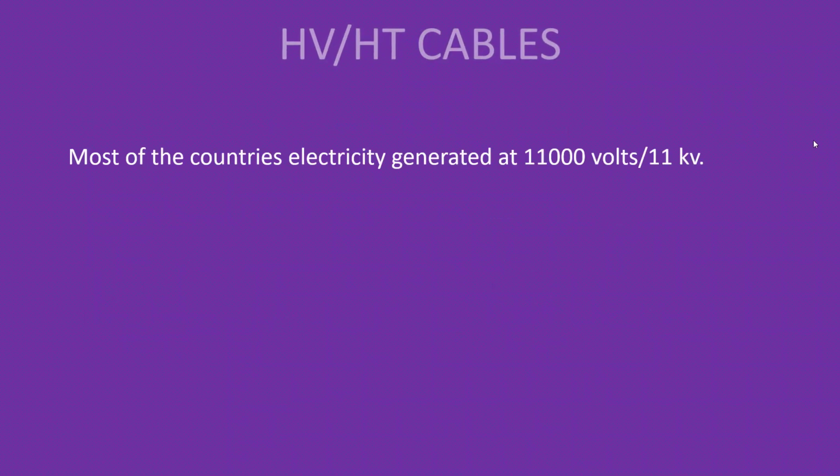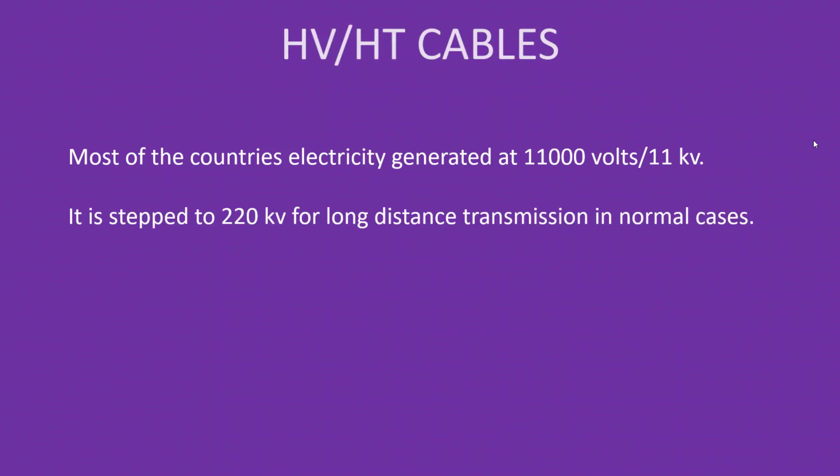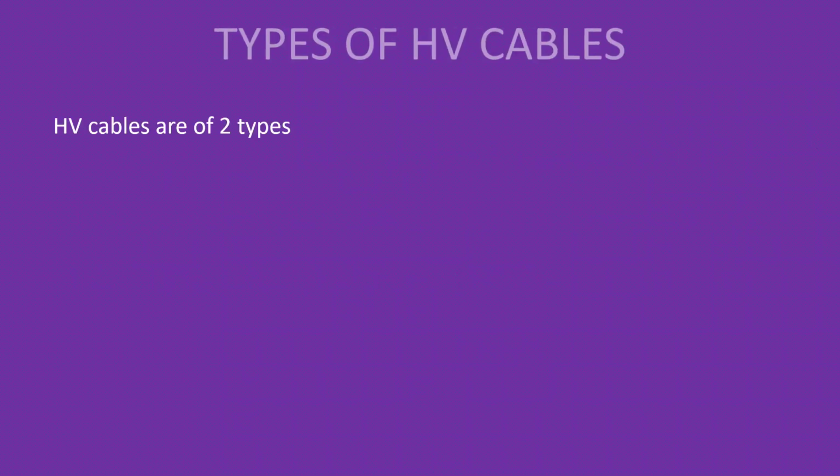In most of the countries, electricity is generated at 11 kV or 11,000 volts. It is stepped up to 220 kV for long distance transmission. In India, maximum transmission voltage is 765 kV. HV cables can be divided into two types. The first one is earthed cable, the second one is unearthed cable.